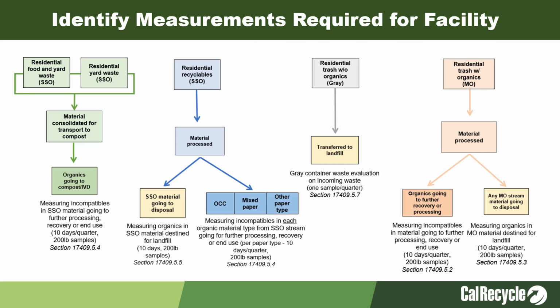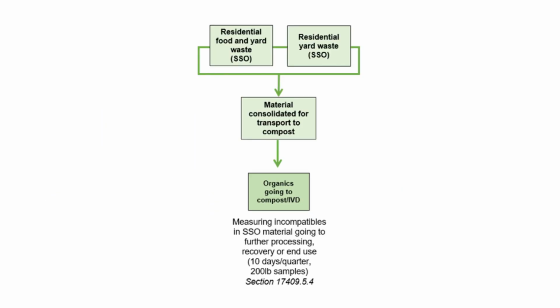So this graphic is similar to the one that we have in our example measurements guidance document available on our website. I'm using that graphic and I tailored it to this specific facility scenario. At the top, you're going to see all the incoming streams that we've identified as SSO, MO, and gray container. We're going to start at the left side with these green boxes. This is our residential food and yard waste bin and residential yard waste bin that Trash City receives. The facility told me that they combine these two bins and they send it directly to a compost facility.